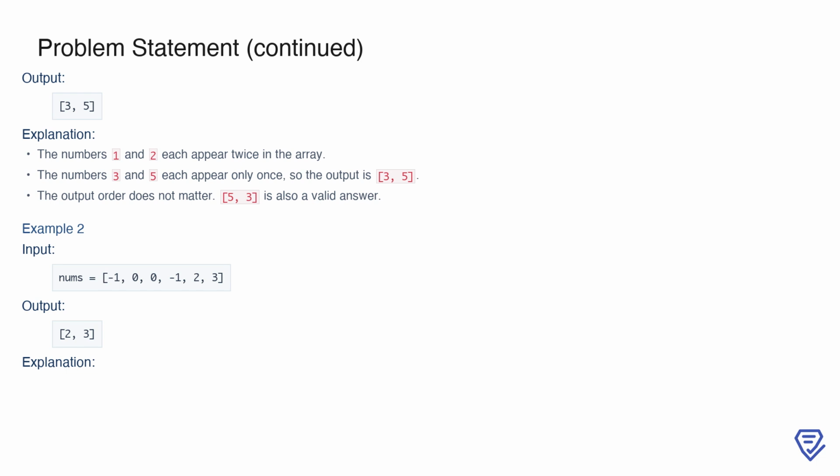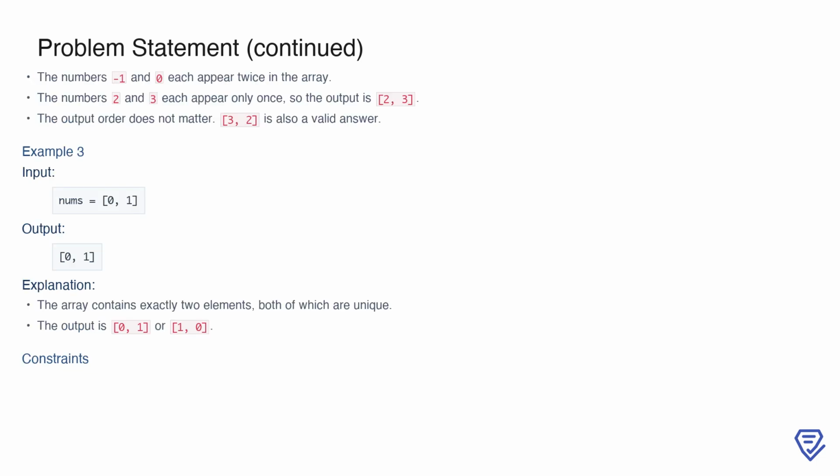Now, let's look at another example. For the input nums equals -1, 0, 0, -1, 2, 3, the numbers -1 and 0 each appear twice, while 2 and 3 appear only once. Thus, the output is 2, 3, or 3, 2, as the order is not fixed.